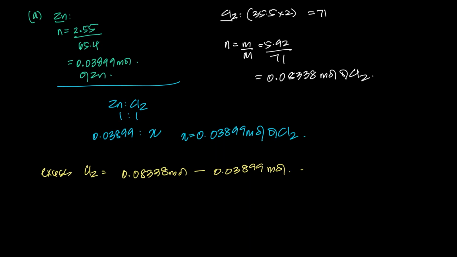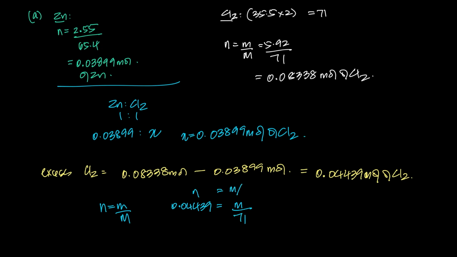You're going to get basically 0.04439 moles of chlorine, and that's the excess chlorine. Now they wanted it by mass, so you can convert the moles into mass. If you get moles, always convert it to mass using this formula. So 0.04439 is equal to mass over molar mass, which for chlorine is 71. So this into 71 gets you 3.15. Rounding off to three significant figures, I get 3.15 grams of chlorine in excess.